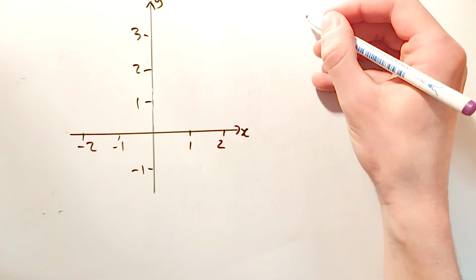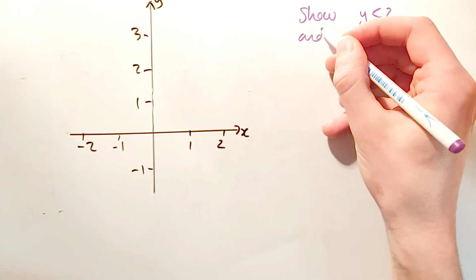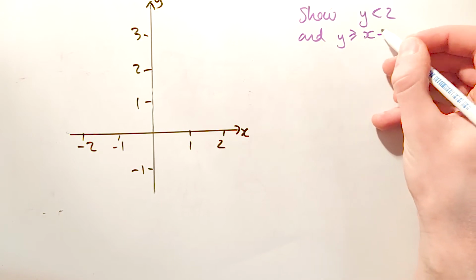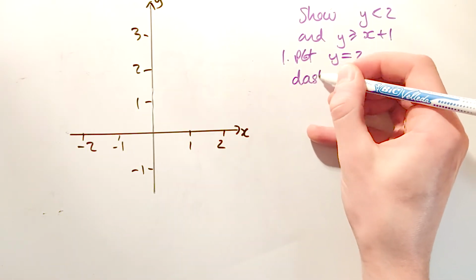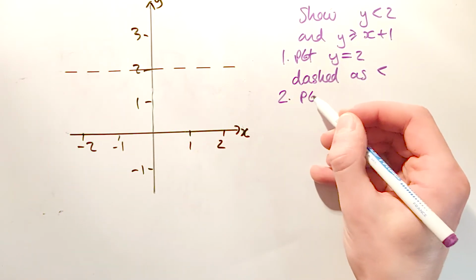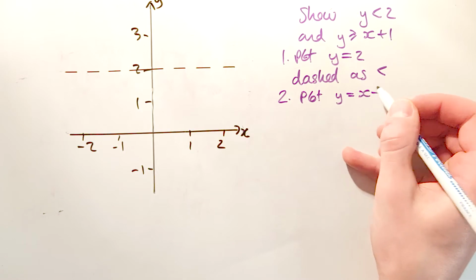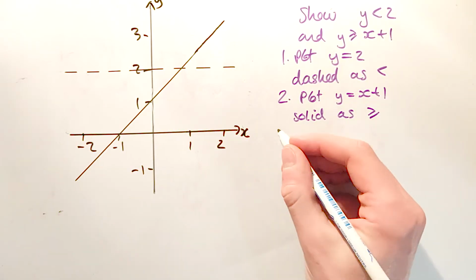At higher level, you'll need to be able to show inequalities on graphs. Here we've got inequalities with two variables, y and x. First, let's plot the lines y equals 2 and y equals x plus 1. Y equals 2 is plotted as a dashed line as it's a strict inequality, whereas y equals x plus 1 is plotted as a solid line as it's an inclusive inequality.